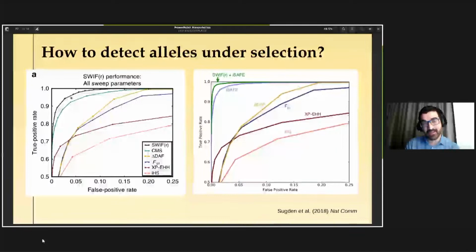The black curve is what we want: the true positive rate to be as high as possible and the false positive rate to be as low as possible. This black curve represents the potential of SWIFR, so the power of SWIFR to detect the SWIF. EHH, for example, is one of the most used statistics in the literature with wild species, and it was performing like this. So as you can see, SWIFR, because it was gathering information from all of these statistics at once, was outperforming every single statistic.